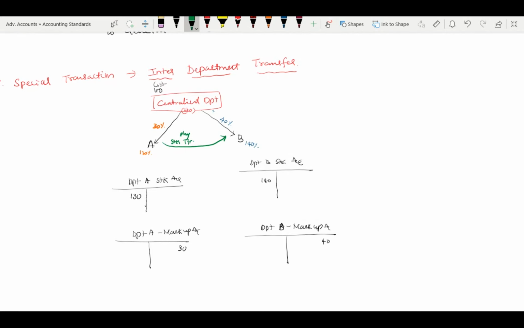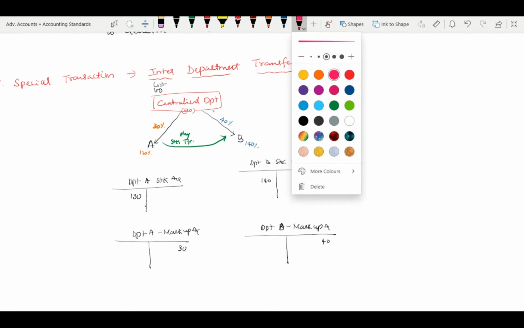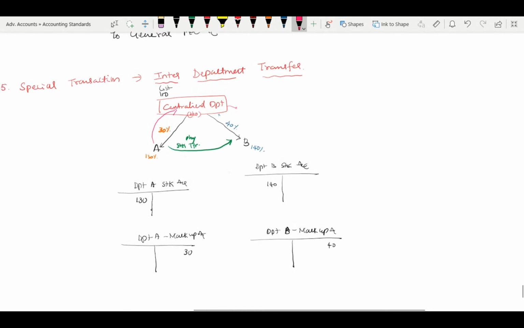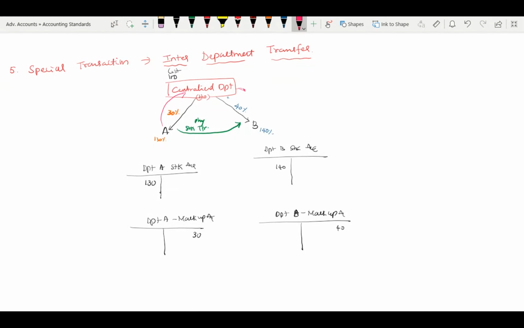Correct? But my dear friends, this is what is physically transferred between two departments. For the purpose of accounting, you have to record it like this: A has returned goods to head office, and head office has supplied these goods to B. This is how the accounting has to be done. Are you understanding?